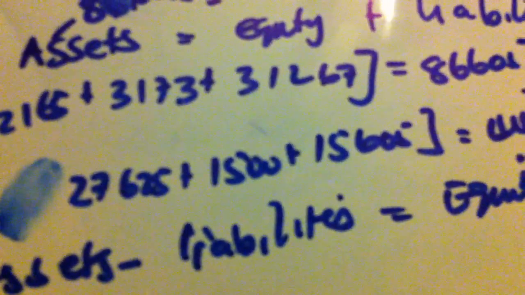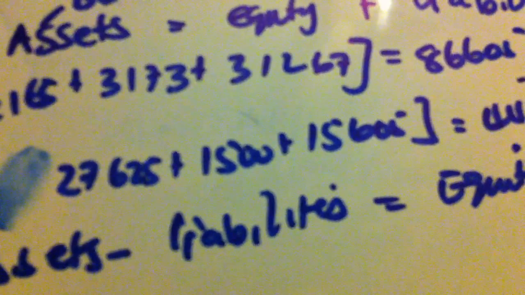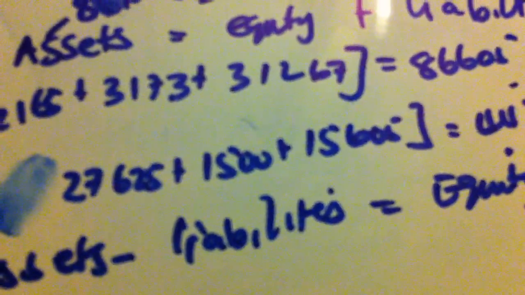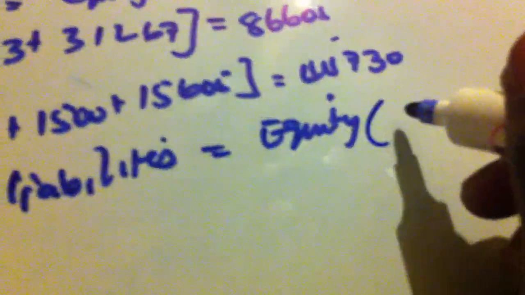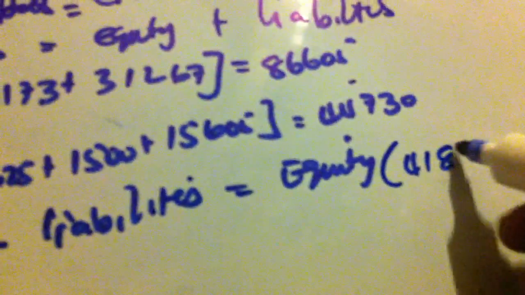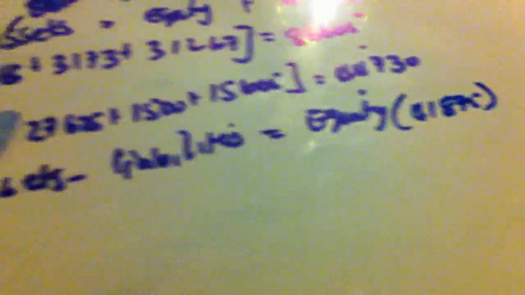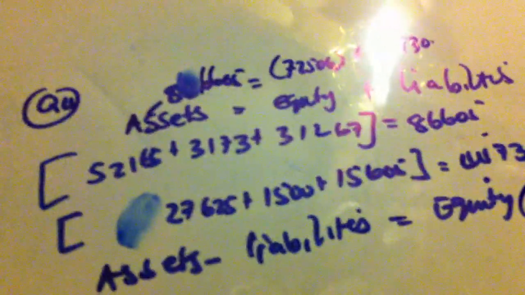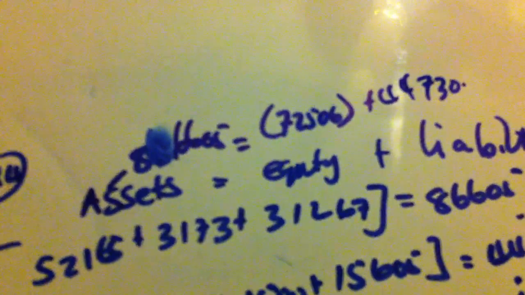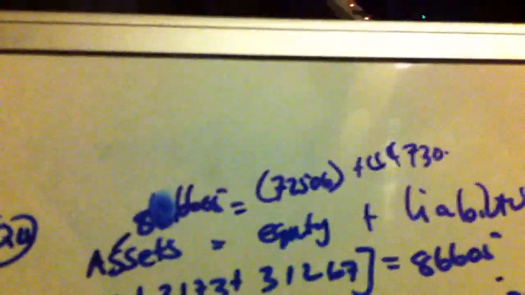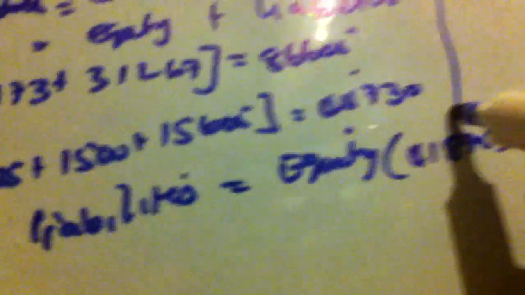And how much are you gonna get there? Let me add it up. You're gonna get your equity as 41875, isn't it? At the end. But remember, we have opening equity of 72504. So it went down from there to there.